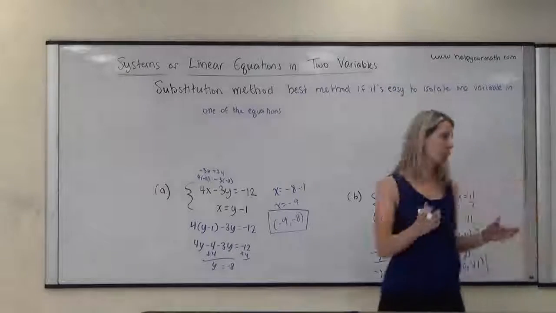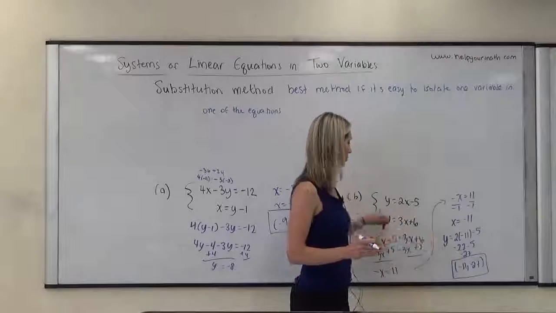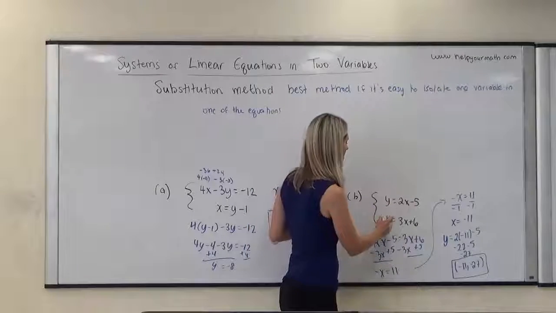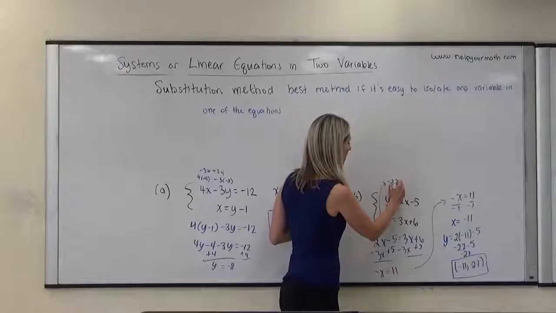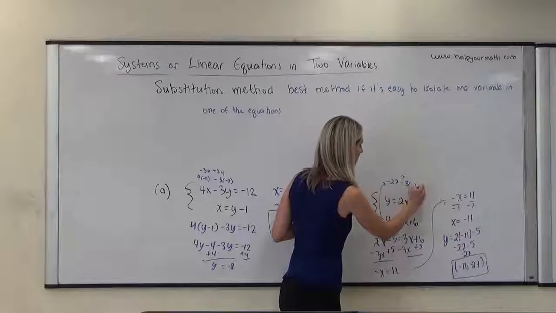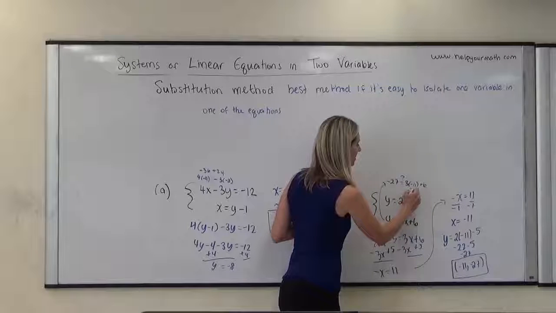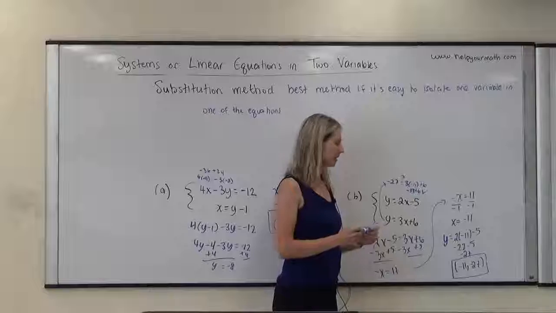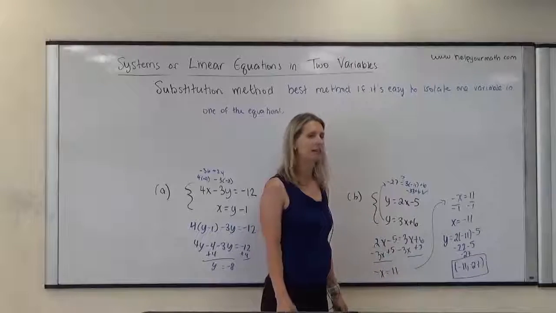But we want to just do a quick check. Let's make sure that those also work for our second equation to make sure we didn't make a silly mistake somewhere. That would be negative 27. Does that really equal 3 times negative 11 plus 6? That's negative 33 plus 6. Yes, that adds up to negative 27. So I feel pretty confident that negative 11, negative 27 is the solution.